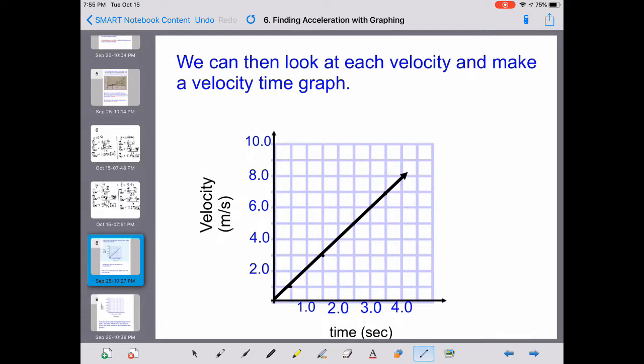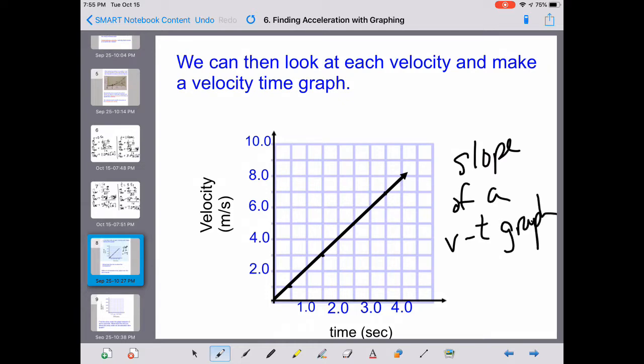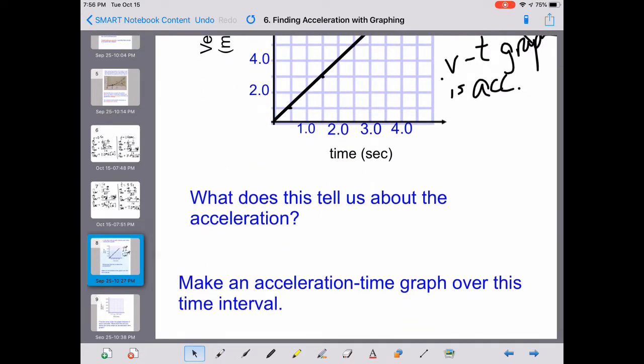Now, after that, we know that the slope of a velocity time graph, because we've talked about this before, the slope of a VT graph is acceleration. So if I can find the slope of this line, I know what the acceleration is at each of those time intervals. Now, luckily, the slope of the line doesn't change very much, right? What does this tell us about the acceleration? And then to make an acceleration time graph over the same time interval.